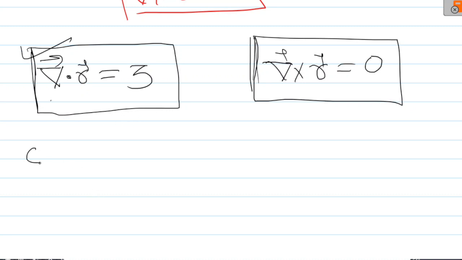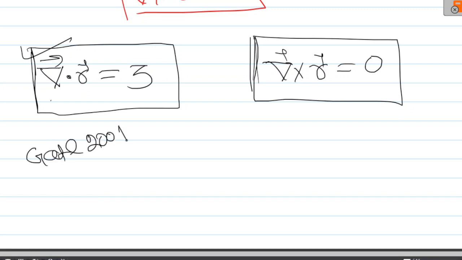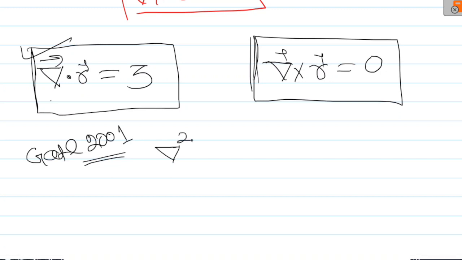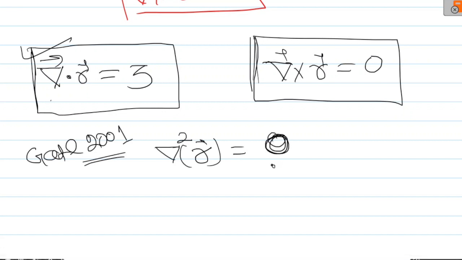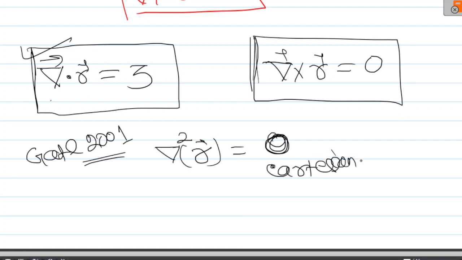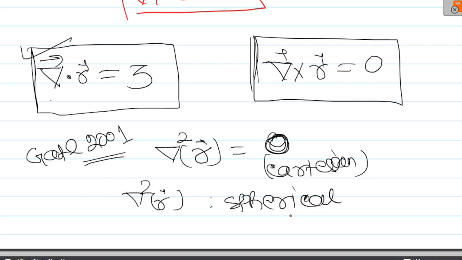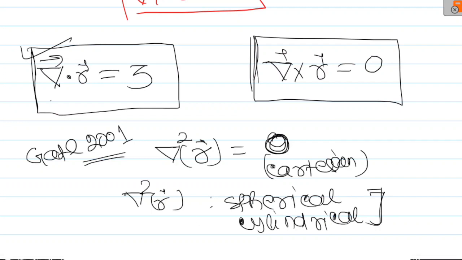Next, you can check in GATE 2001, there is a question on Laplacian of r, Laplacian of position vector in Cartesian coordinate system. This is 0 in Cartesian coordinate system. But you should derive the Laplacian of position vector in spherical polar coordinate system and cylindrical coordinate system. Derive these and write them in the comment section, okay? These two expressions: Laplacian of r in spherical polar coordinate system and cylindrical coordinate system.